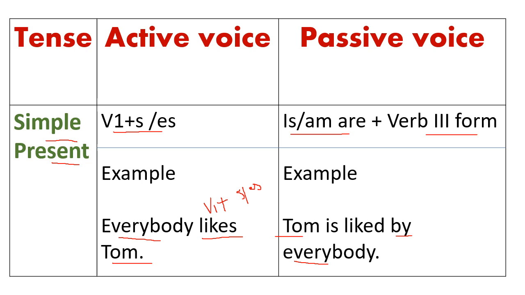Now see the rules for changing the verb. What are the rules for changing the verb? V1 plus S or ES will change into is, am, are. Now Tom is a singular subject. With a singular subject we will use is. So, Tom is, then verb third form. What is the verb third form of like? It is liked. So the passive voice will be: Tom is liked by everybody. Clear?